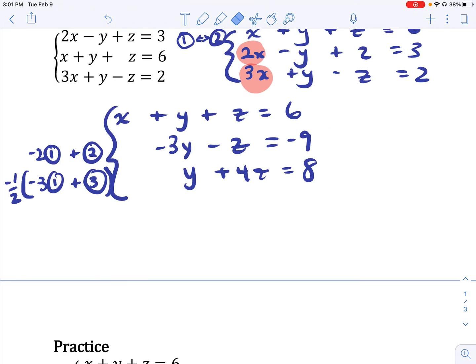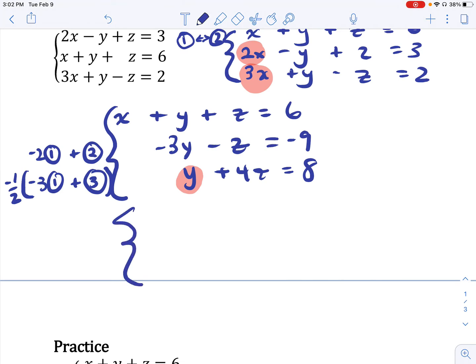So we're pretty close to having this in row echelon form. All I need to do next is eliminate this y, and then I need to worry about getting those leading coefficients of 1. So let's move on to the next step.